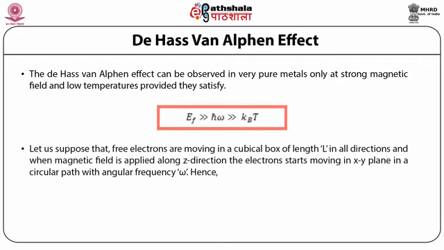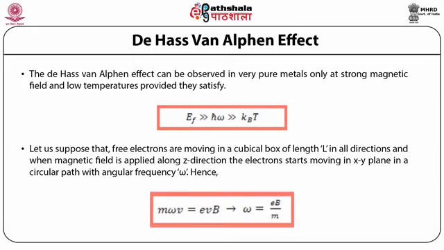Let us suppose that free electrons are moving in a cubical box of length capital L in all directions. When a magnetic field is applied along the z direction, the electrons start moving in the xy plane in a circular path with angular frequency omega, where the Lorentz force is just equal to the required centripetal force. This is some sort of resonance condition where m omega v is equal to eBv, that is, the centripetal force is compensated by the magnetic force.